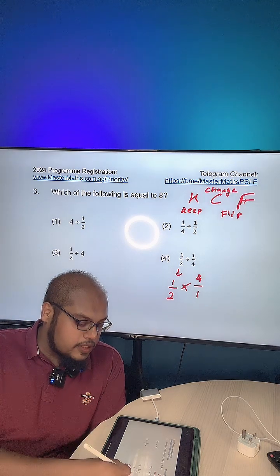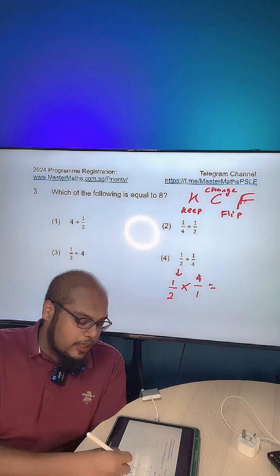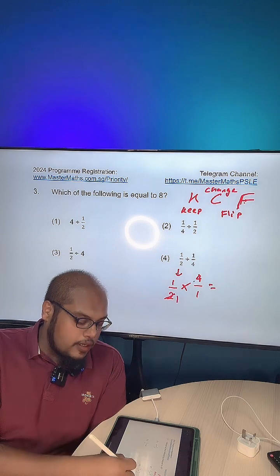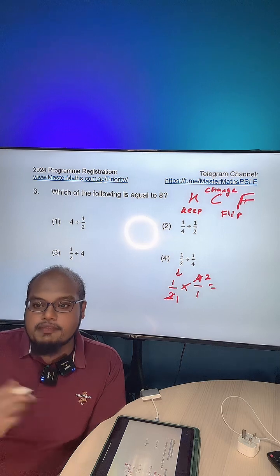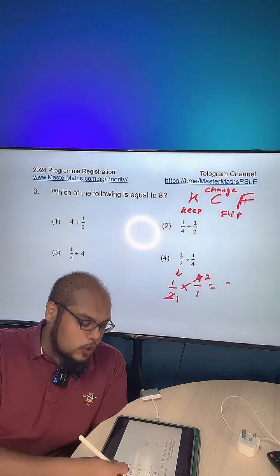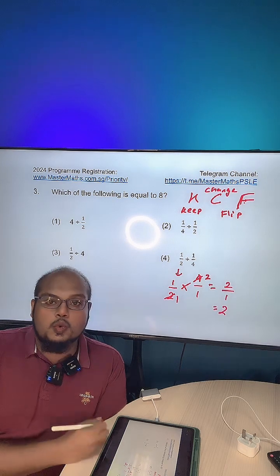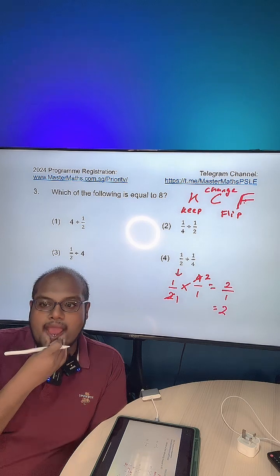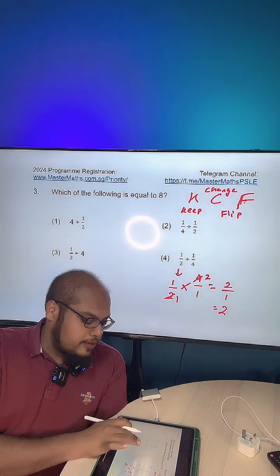So now when I do this, it is multiply, then this 2 and this 4 you can cancel, become 1 and 2, both I divide by 2. When I cancel them, I'm dividing. So the answer will be 2 over 1, which is 2. Okay, now the next one.